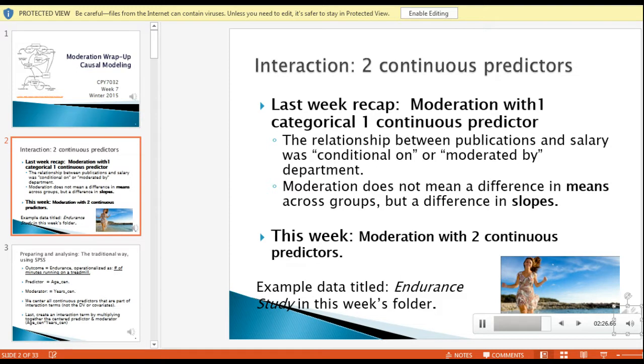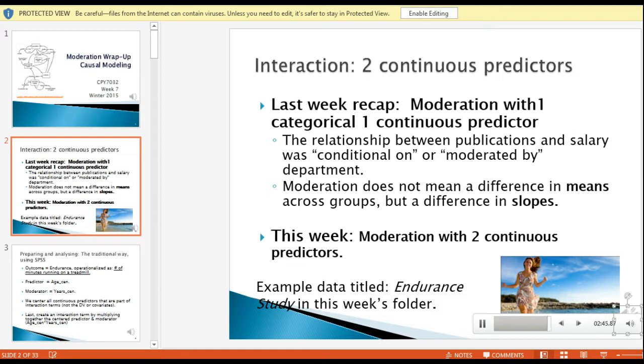Okay, so regression is best used for continuous predictors or a mixture of continuous and categorical predictors, but it's typically not the best for categorical predictors only. So that's good to keep in mind moving forward.